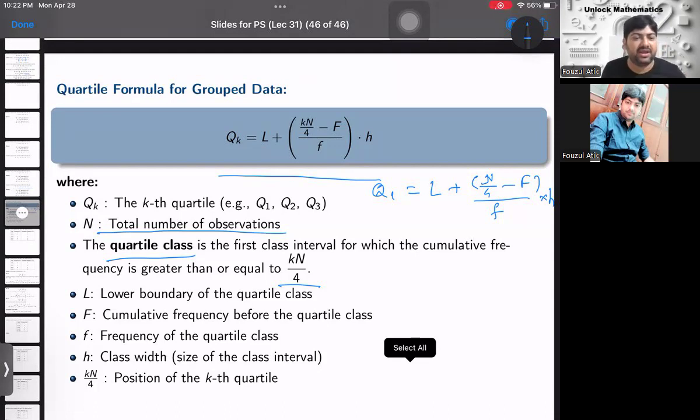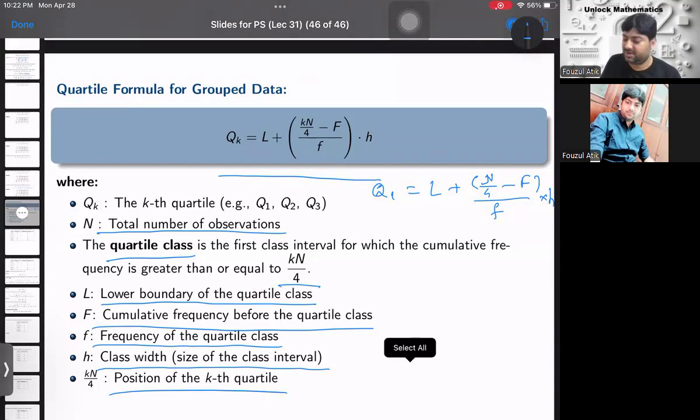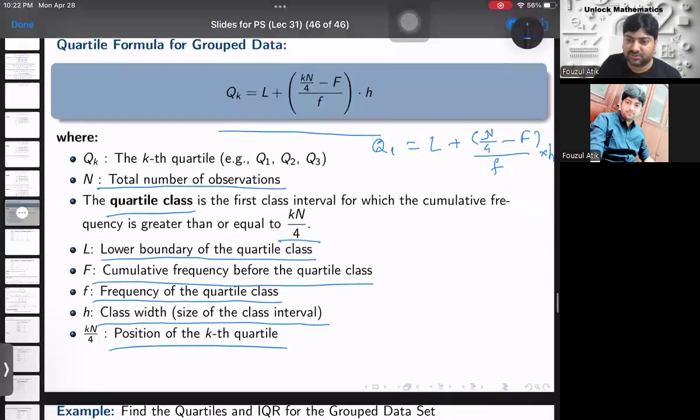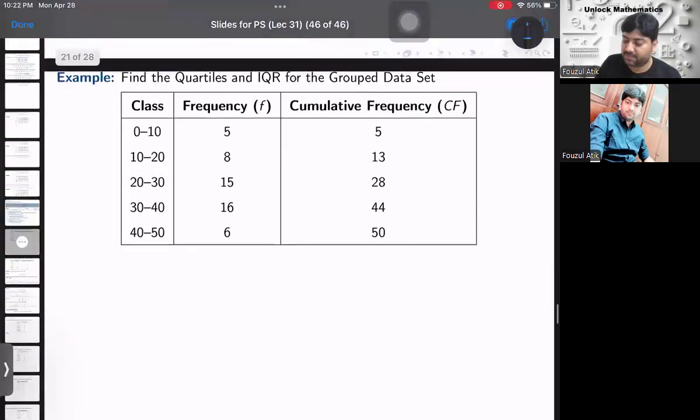The next is what? L. L is the lower boundary of the quartile class. So once you have identified the quartile class, you are able to get L. What is F? F is the cumulative frequency before the quartile class. We will discuss one example. Small f is what? It is the frequency of the quartile class. What is H? H is the class width or the size of the interval. And kN by 4 is the position of the kth quartile, right? So let us just do one example so that it will be very, very clear to you.